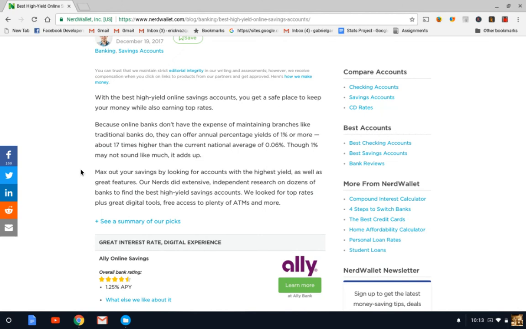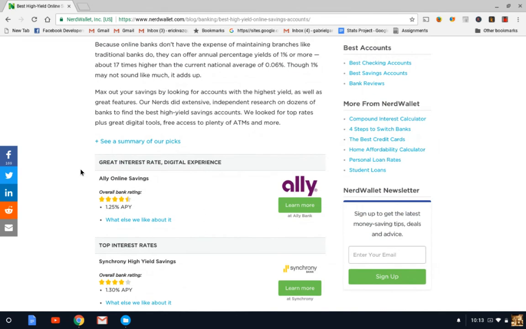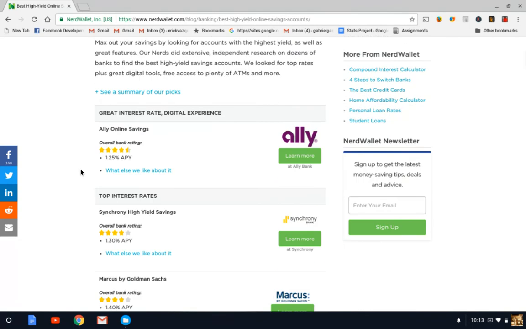The inflation these days is taking a big chunk out of our savings. So if you're holding your money in an account that pays you 0.01% interest, you're not protecting yourself against inflation. At least with these accounts, I mean, you're reducing the damage.